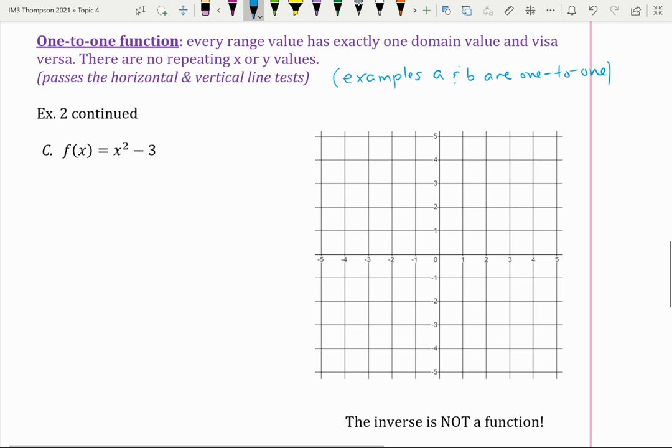And then example C, same directions, find the inverse equation and is it a function? For problem C here, f of x is equal to x squared minus 3. When I have even exponents, things change a little bit when I look at inverses.